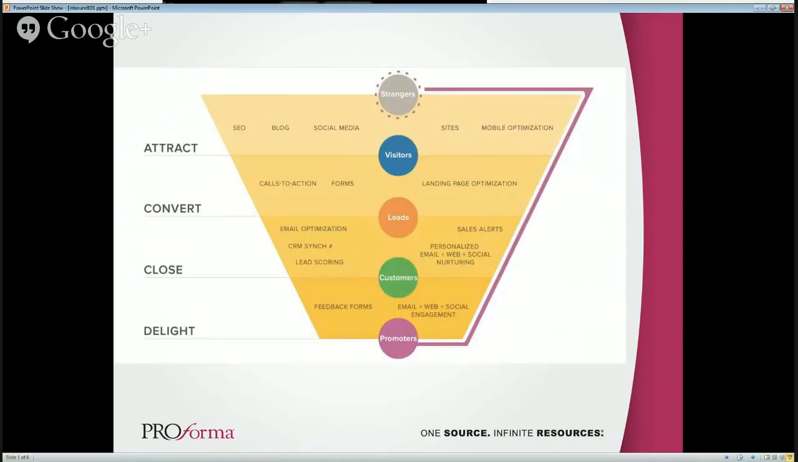So if we look at this image here that's on the screen, we see that we're going to turn ultimately those strangers into visitors as they go down the funnel, into leads, into customers, into promoters. And we're going to do that by attracting, converting, closing, and then delighting. If you notice, landing page optimization is the second step down the funnel.